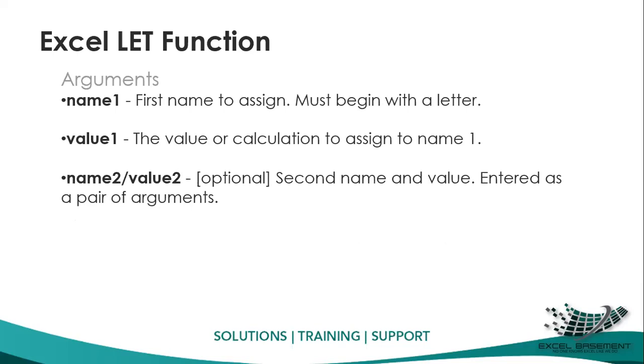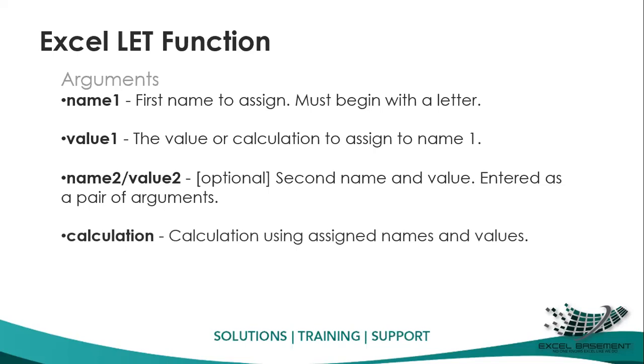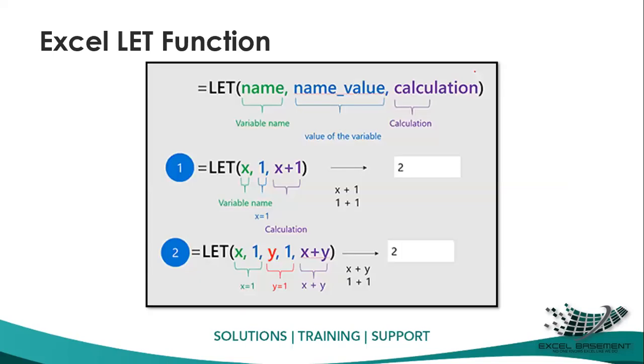So again, that goes similarly. We can assign the name of the variable as a second name. And then these pairs of arguments go on. And last but not least, we have to define the calculation using the assigned names and values. So this is the example.